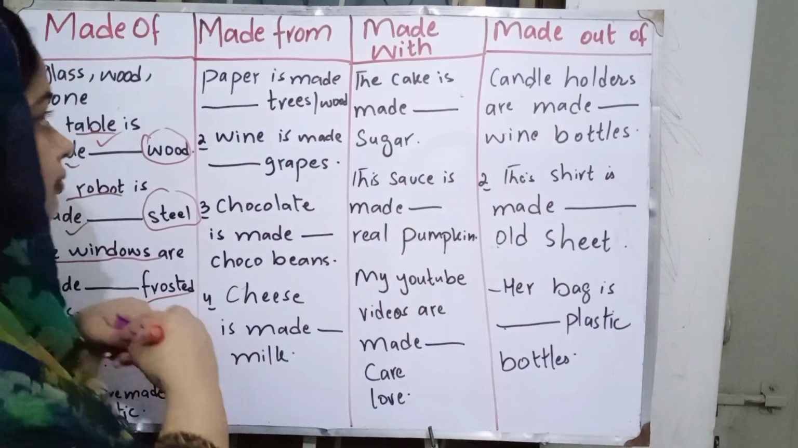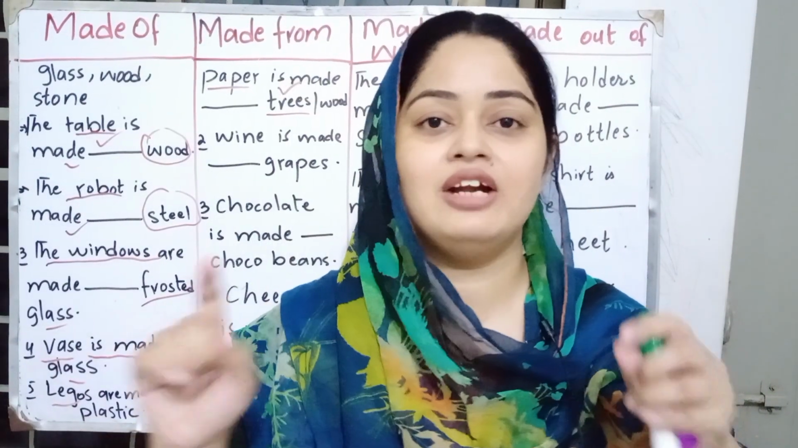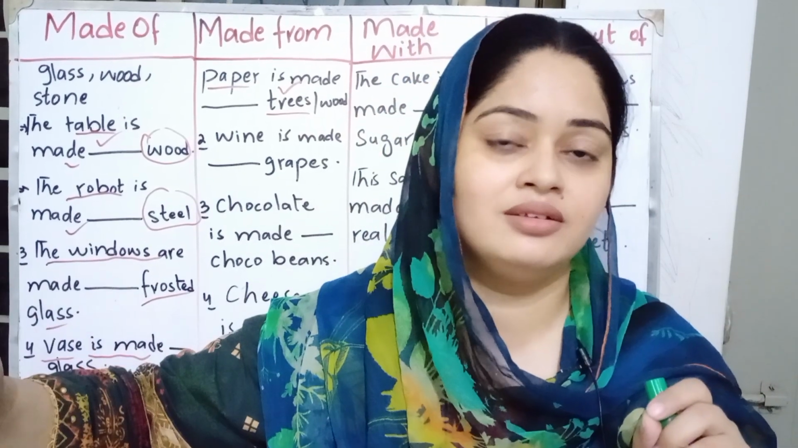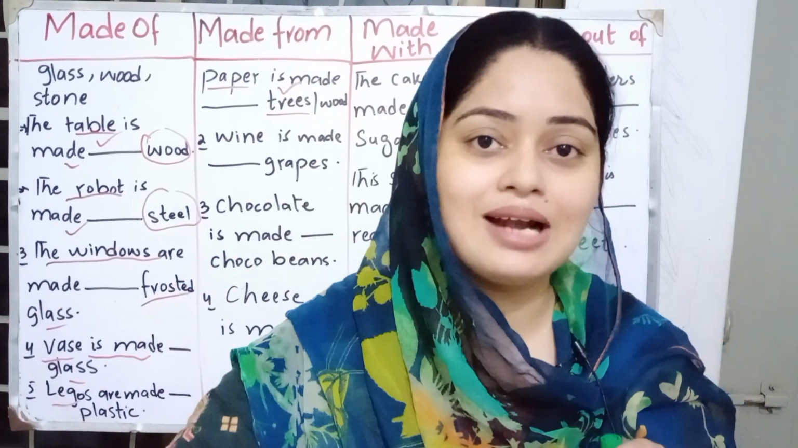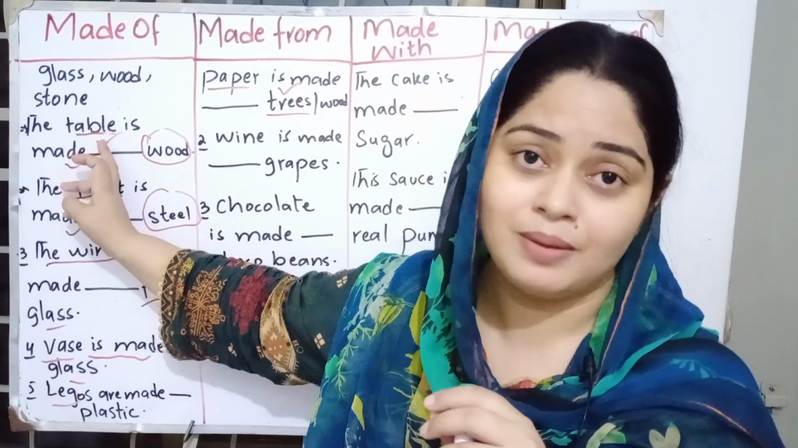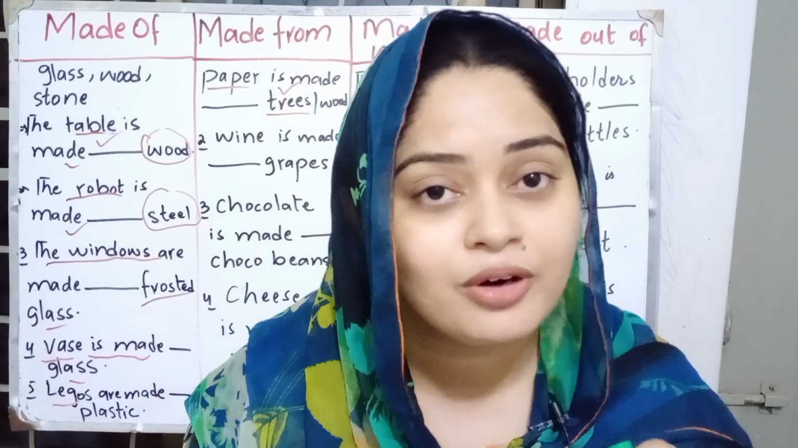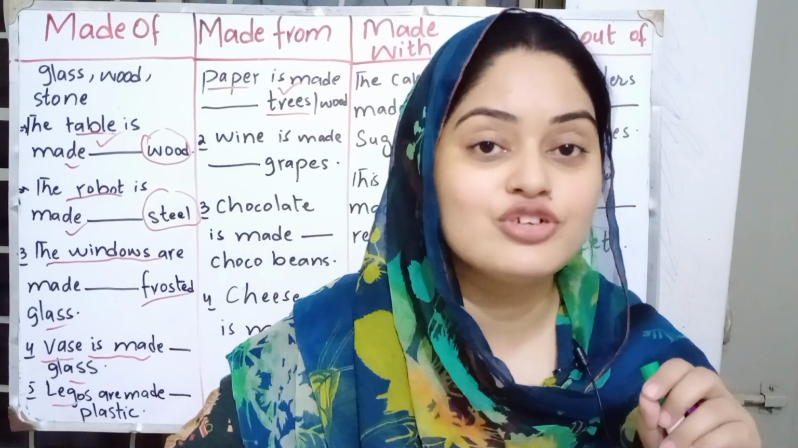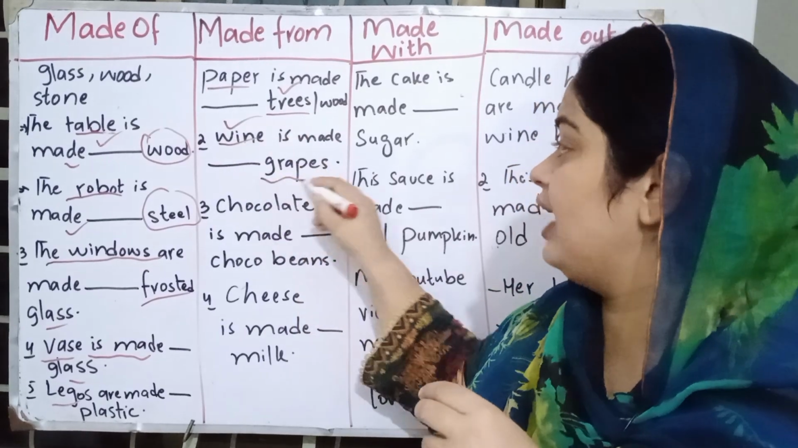For example, paper is made from trees. Paper is a very important, very popular example. Paper on which you write. Can we get back the wood out of paper? No. Can we get back the tree out of paper? No. We can get back the wood out of a table, but we cannot get back the wood out of paper. When we cannot get back the original material out of the product, there we have to use made from.